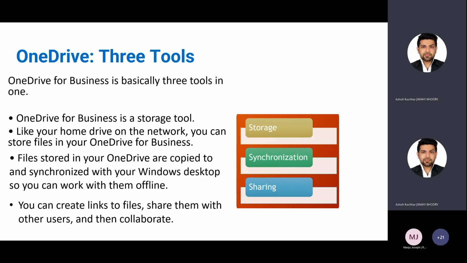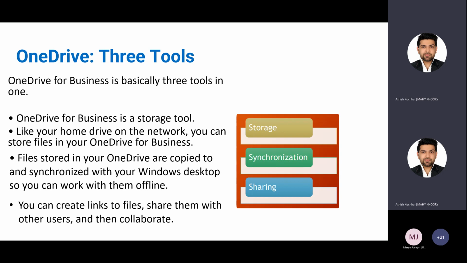OneDrive for business is a storage tool, as you already know. Like your home drives, earlier you had your home drives on your network, right? You had an H drive or a Z drive where you were saving all your data. Now you can store all the files in your OneDrive for business, which means you no longer need any additional drive on your computer. You can sync your OneDrive for business on your computer. It is very similar for people who might have already worked on home drives on their network. So of course, it is a file storage medium.